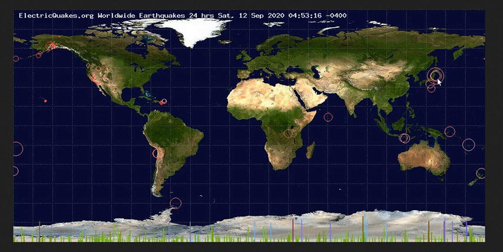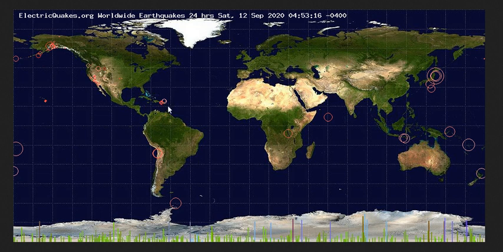So obviously here off the coast of Japan, there was a series of larger quakes, and there are many smaller quakes, as you can see along California here, which are very usual. Obviously Alaska had a larger quake.